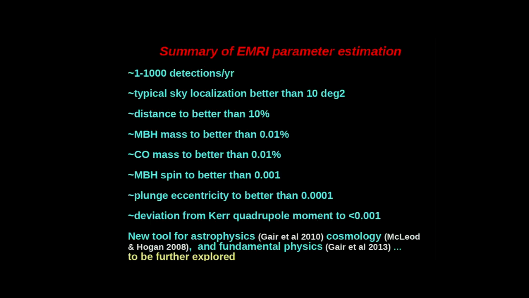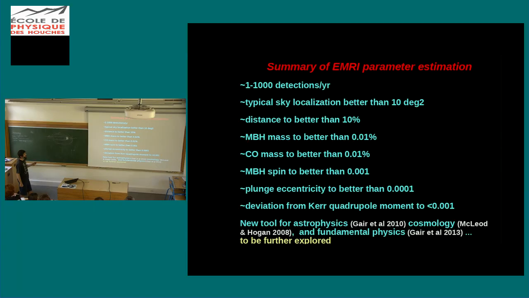So in summarizing, with the extreme acceleration spiral, you can expect up to 1,000 detections. You can locate them in the sky fairly well. I didn't show all of this, but you can measure the distance, do cosmology, etc. You can measure the black hole spin to a ridiculous precision. You can measure both masses to a ridiculous precision. Eccentricity, deviation from Kerrness, so you can do astrophysics, cosmology, and fundamental physics.